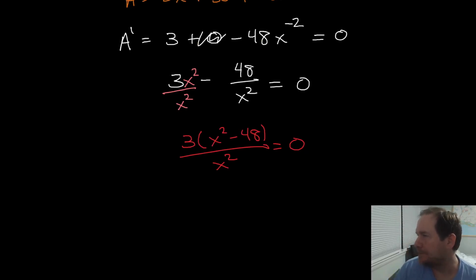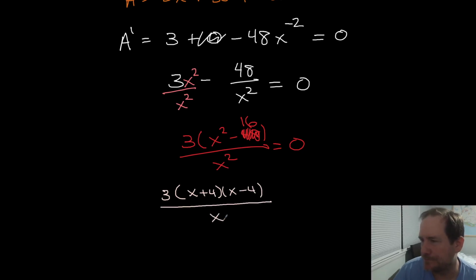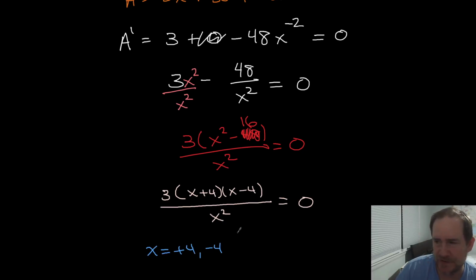Then from here you could factor. So the numerator is a difference of squares. Oops, screwed that up. That's a 16, of course, when you divide by 3. Which makes that a difference of squares. So you can factor that down to an x plus 4 and an x minus 4. And downstairs you've just got the x squared. And if all this is supposed to equal 0, if we're looking for critical values, then the zeros are plus 4 and minus 4. But there's also a critical value at 0, because that's where the derivative is undefined.